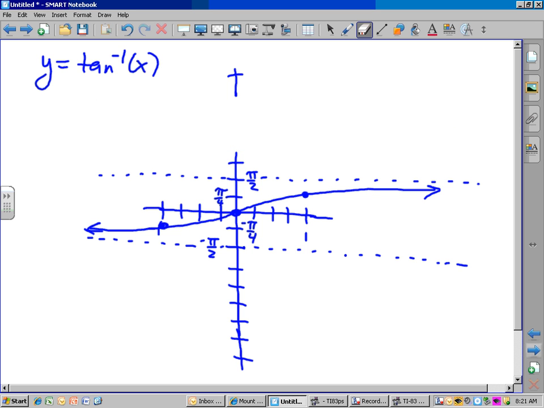So where are we limited to here? Same as inverse sine, right?